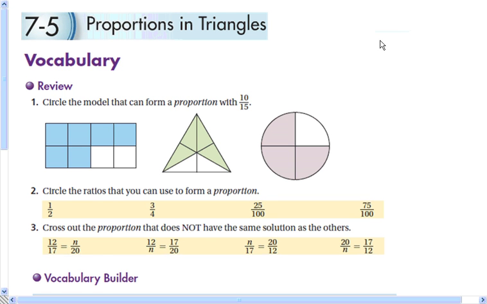All right, this is lesson 7.5, proportions in triangles. We're going to learn a new theorem called the side splitter theorem and also the triangle angle bisector theorem and how to use those. You can pause here if you want to try the review.